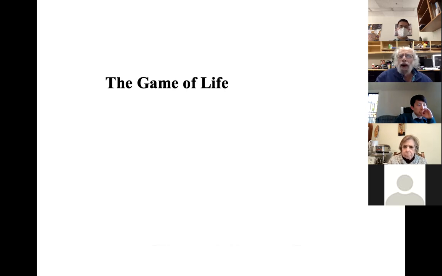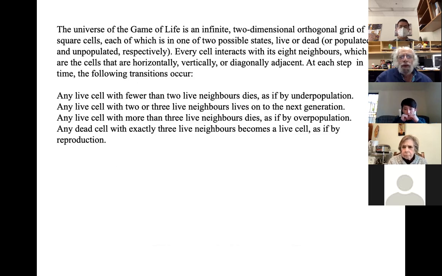Now, the game of life finally put cellular automata on the map. The universe of the game of life is an infinite 2-dimensional orthogonal grid of square cells, each of which is in one of 2 possible states, live or dead, 1 or 0, populated and unpopulated respectively. Every cell interacts with its 8 neighbors, which are the cells that are horizontally, vertically, or diagonally adjacent. At each step in time, the following transitions occur.